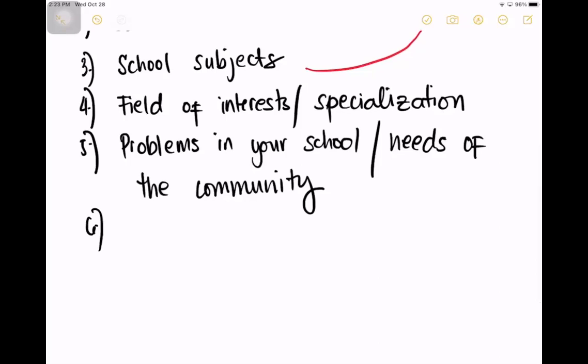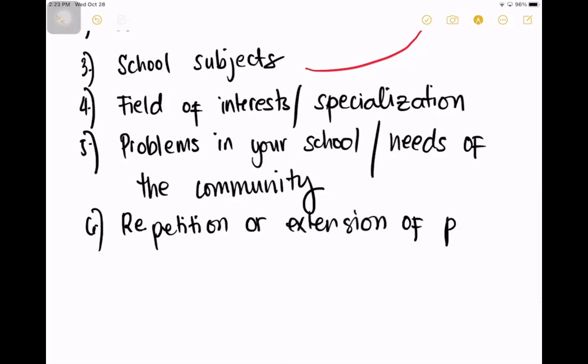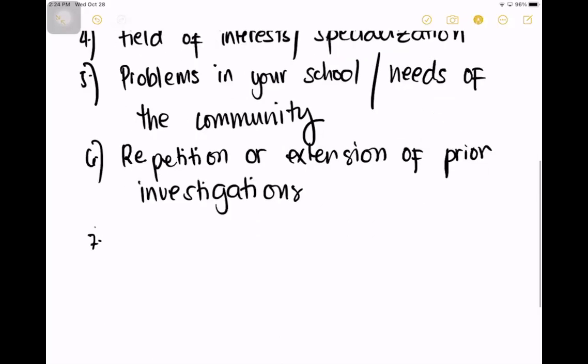All right. Next up, this could be an easy source. The number six source of research topic is what I always recommend to my students whenever they have difficulty looking for one. And this is a repetition or extension of prior investigations.